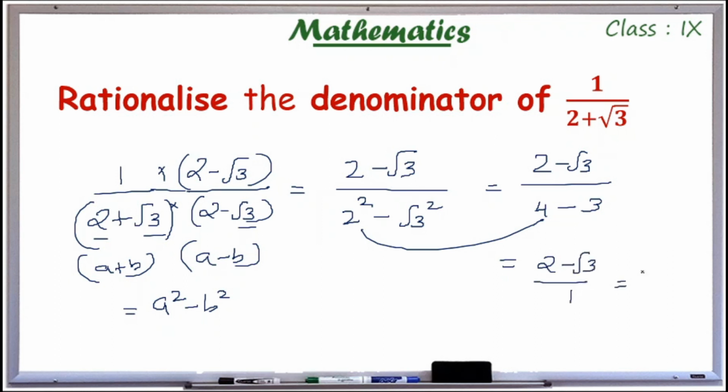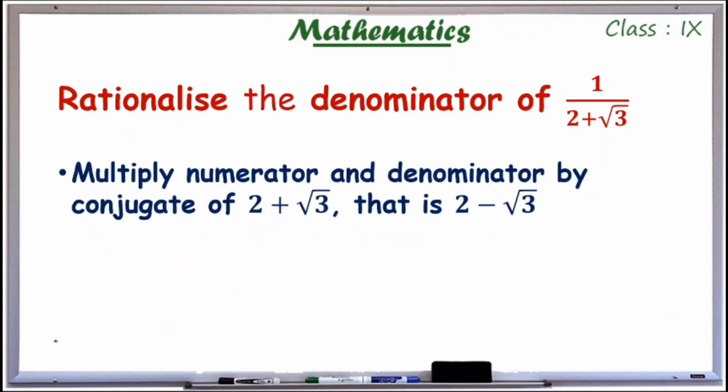So denominator 1 means you can directly write 2 minus root 3. Here the denominator is 1, which is not irrational. So we have just rationalized this denominator. Here there is no root in the denominator of our new answer. So we have to multiply the numerator and denominator by the conjugate of 2 plus root 3. The conjugate of 2 plus root 3 is 2 minus root 3.